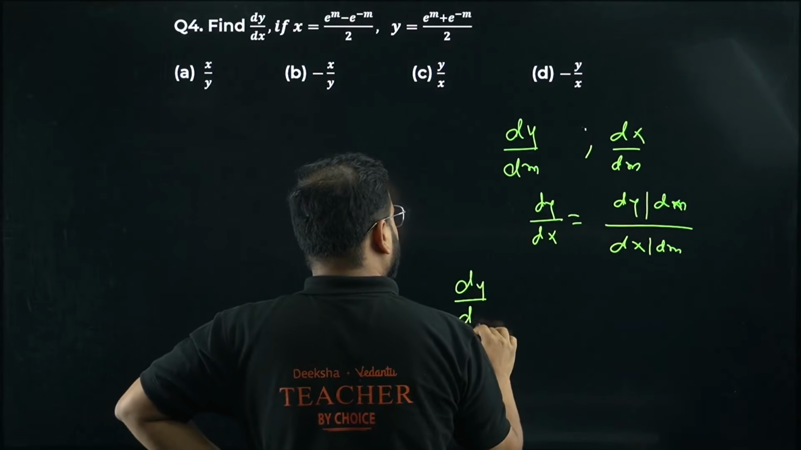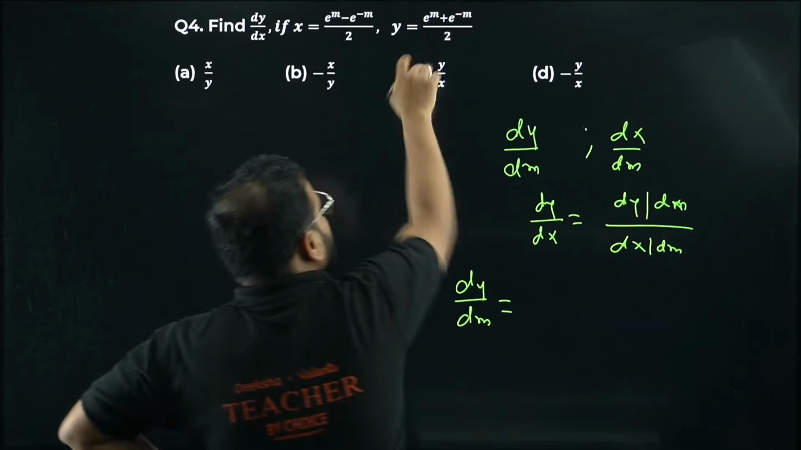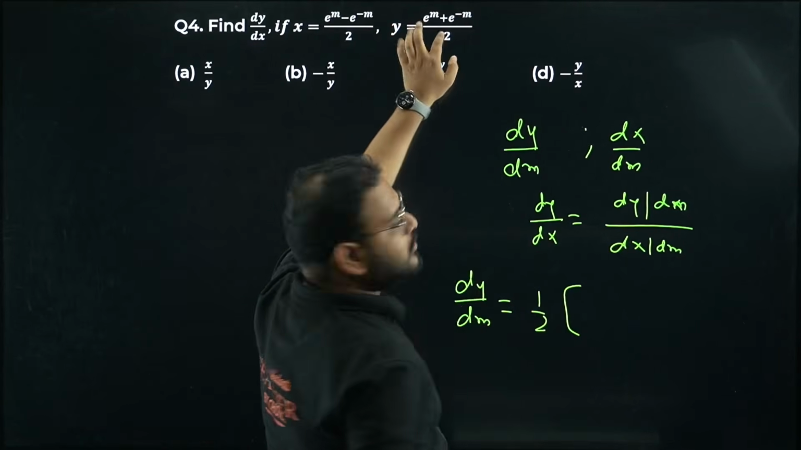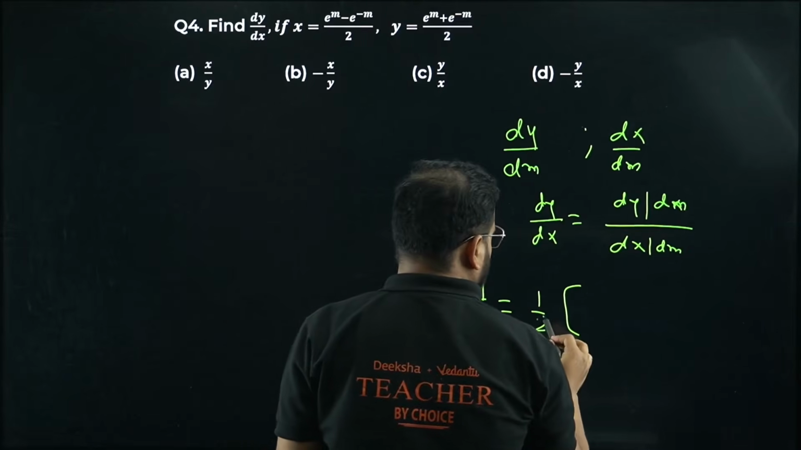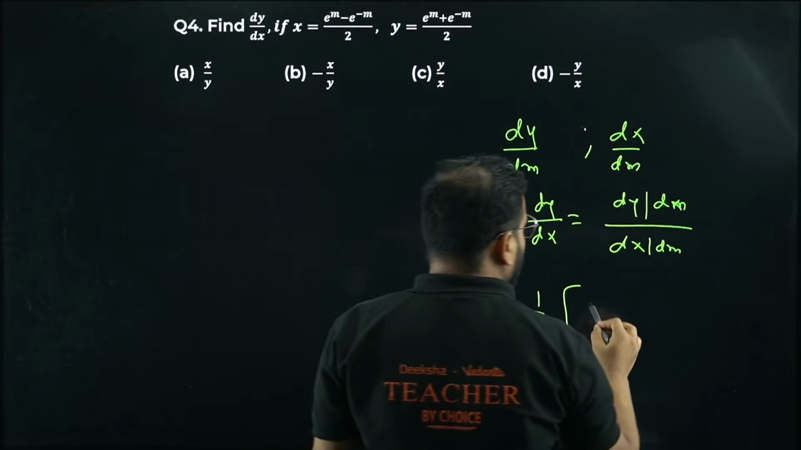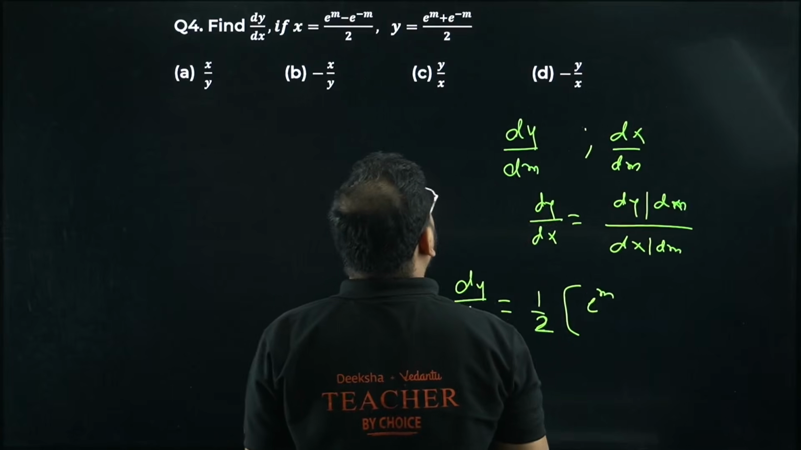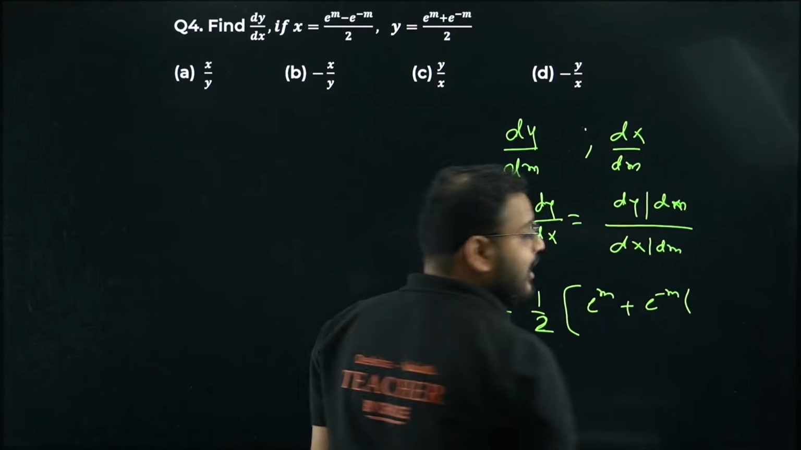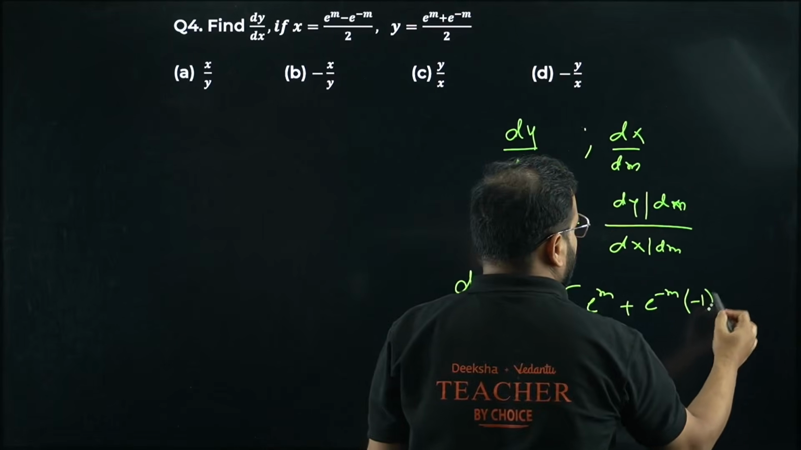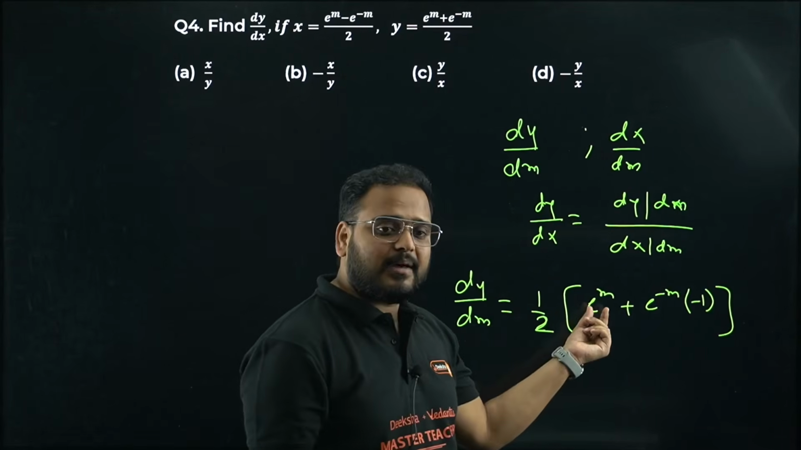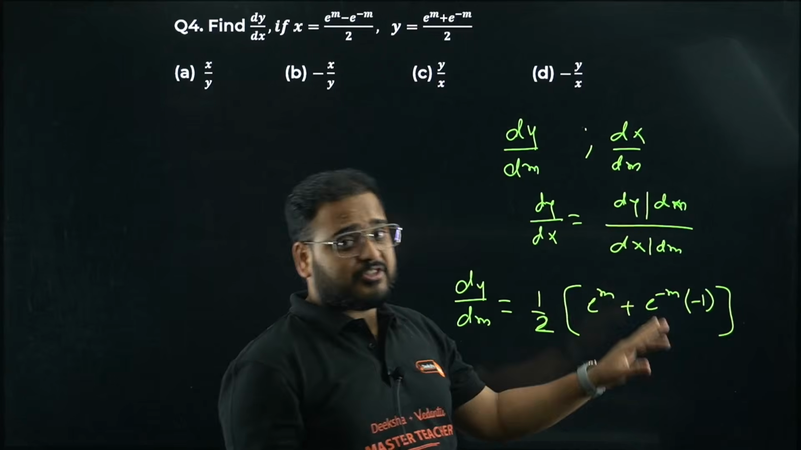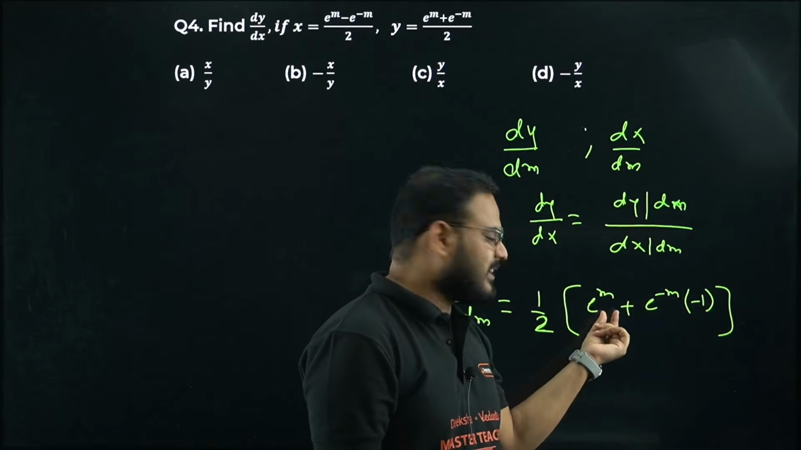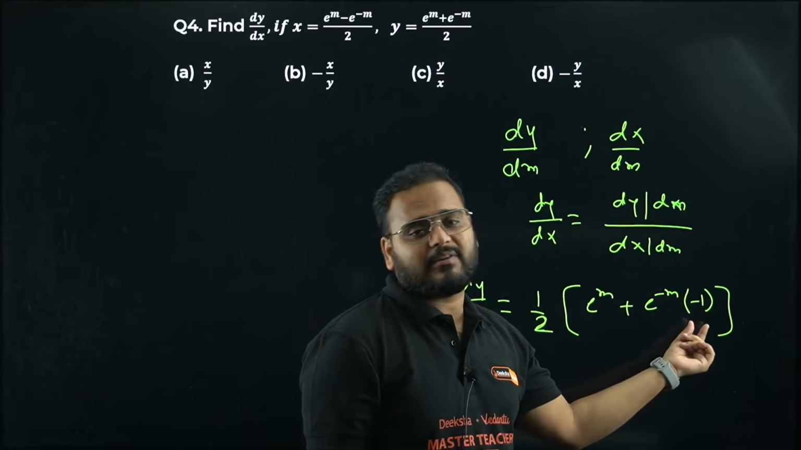Let's find dy by dm first. First of all, the constant 1 by 2 is kept outside as it is, no change to the constant. Next, differentiating e power m gives e power m as it is. Plus, e power minus m remains, but differentiating minus m by the chain rule gives minus 1. For e power m it remains e power m, and for e power minus m it remains e power minus m, the differentiation of the exponential function. But for the chain rule, minus m becomes minus 1. Here m becomes 1, that's why I'm not writing it, but minus m becomes minus 1, that's why I have to write it.